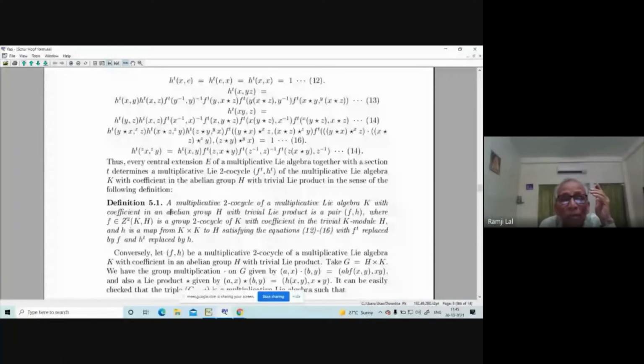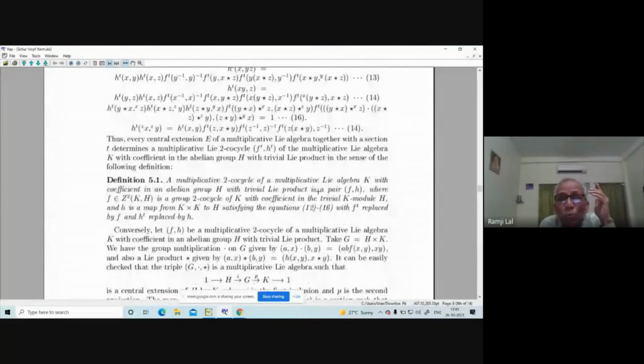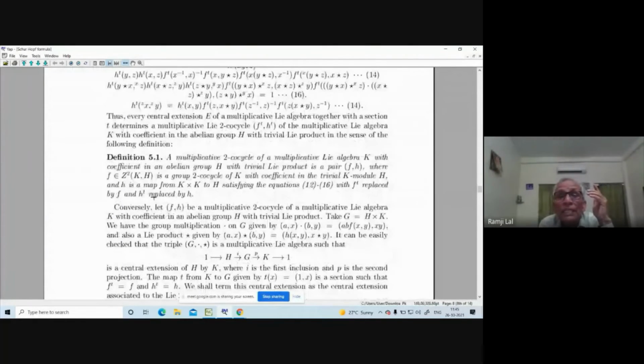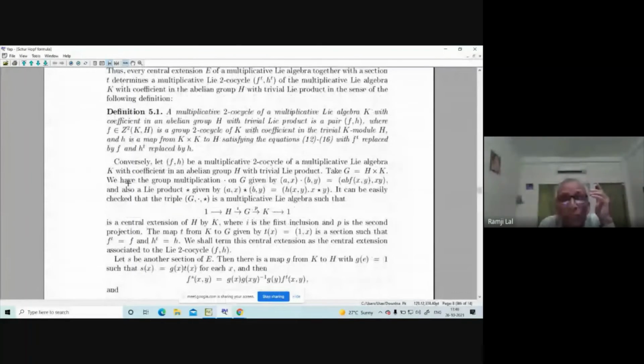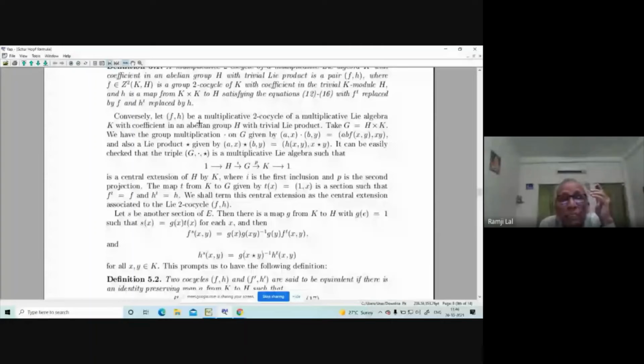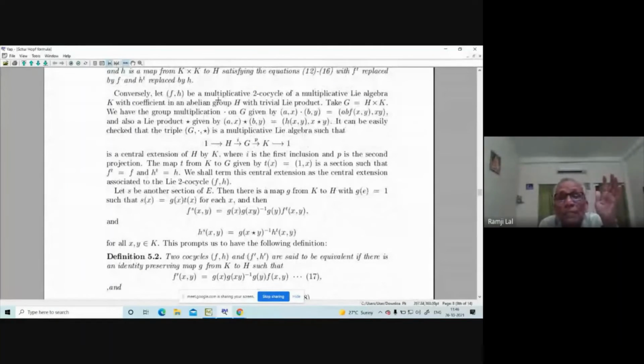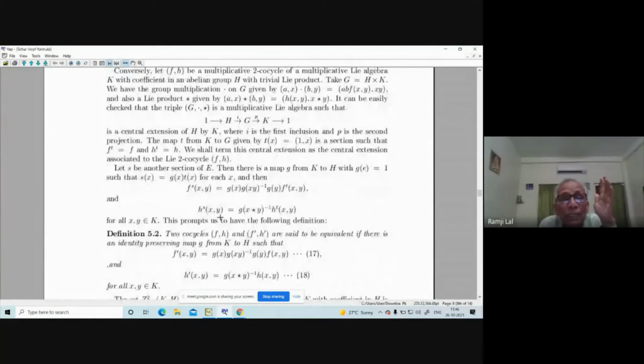So all these F and H: F is a 2 cocycle, F belongs to Z2(K,H), therefore H is a trivial K module, and (F,H) satisfies all these conditions 12 to 14, and the conditions 15 and 16. I'm sorry, somewhere something is off: 15 is here and 16 is here. Conversely, if you are given such 2 cocycles, then one can define the product structure. The product of the group has already been defined as usual, and this can be defined as usual.